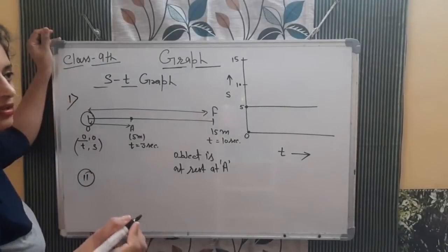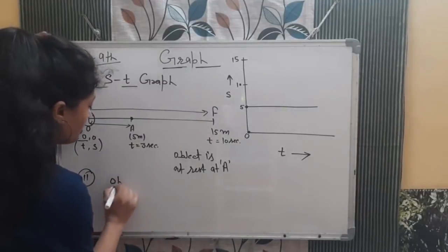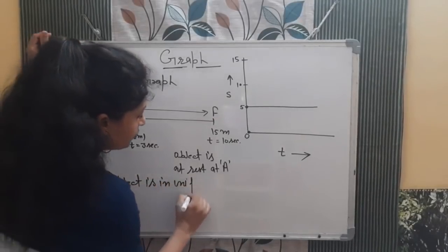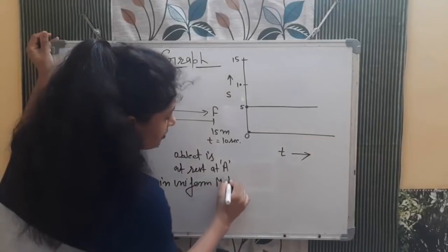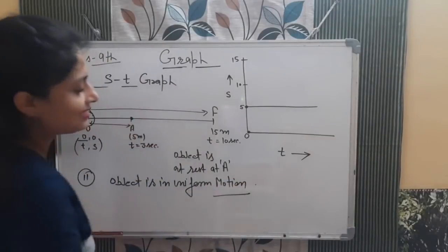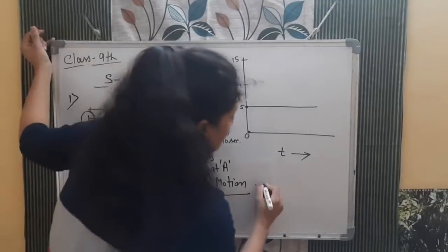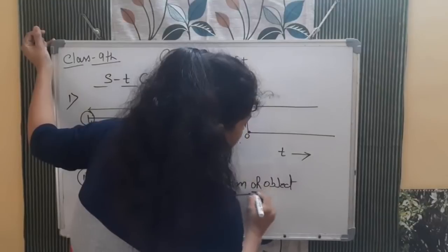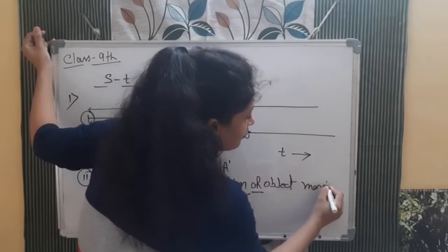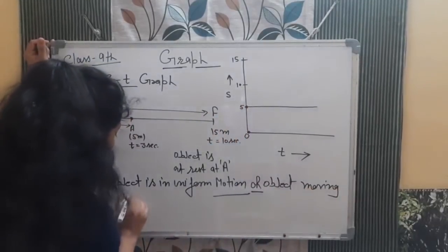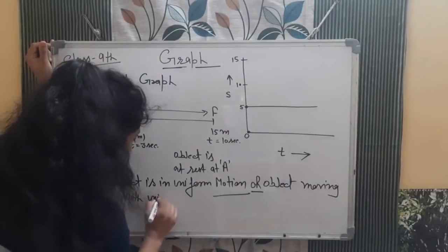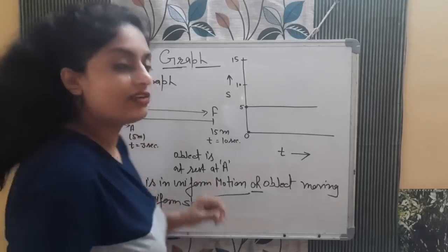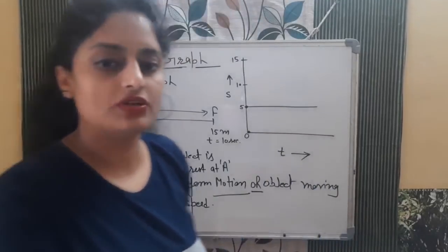Object is moving uniformly. Object is in uniform motion. Or we can say that moving with the uniform speed. Object moving with uniform speed. So what will happen? What do you understand by uniform motion or uniform speed? Equal distance in equal interval of time. So graph will be like what?